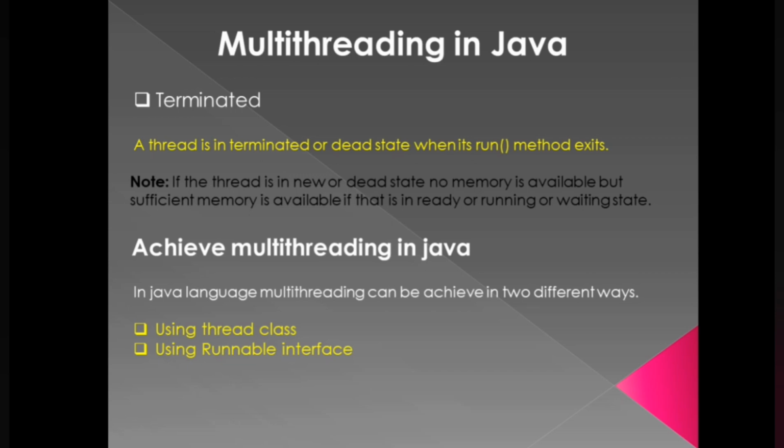Keep in mind that if the thread is in a new or dead state, no memory is allocated, but sufficient memory is available if it is in a ready or running or waiting state. Now let's discuss how to achieve multi-threading in Java. So in the Java language, multi-threading can be achieved in two different ways. They are using the Thread class and using the Runnable interface.